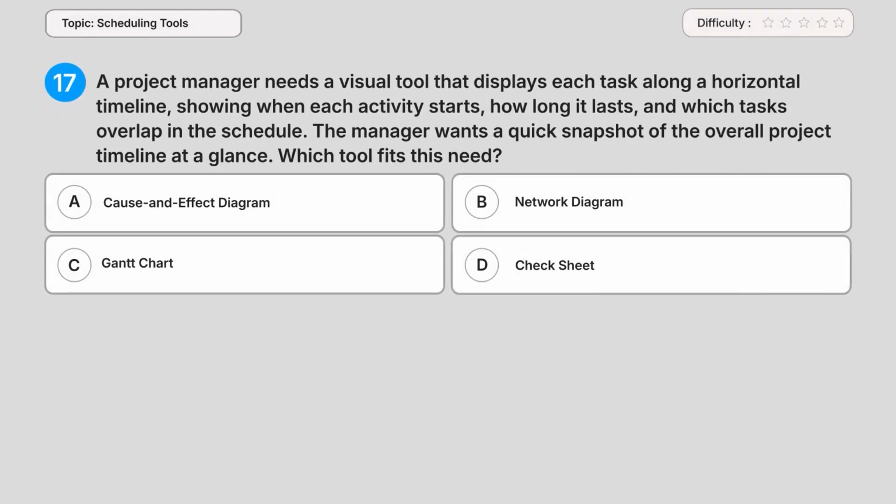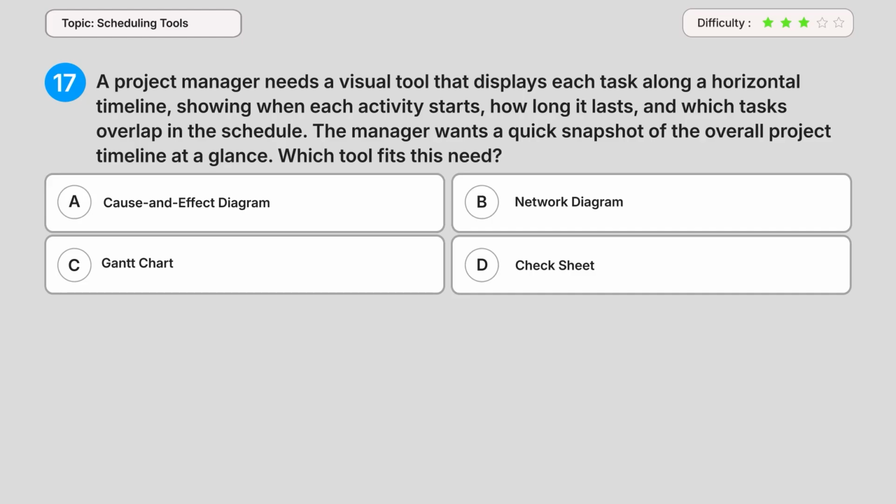17. A project manager needs a visual tool that displays each task along a horizontal timeline, showing when each activity starts, how long it lasts, and which tasks overlap in the schedule. The manager wants a quick snapshot of the overall project timeline at a glance. Which tool fits this need?